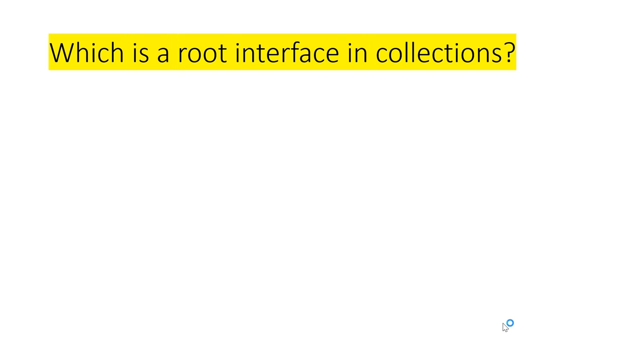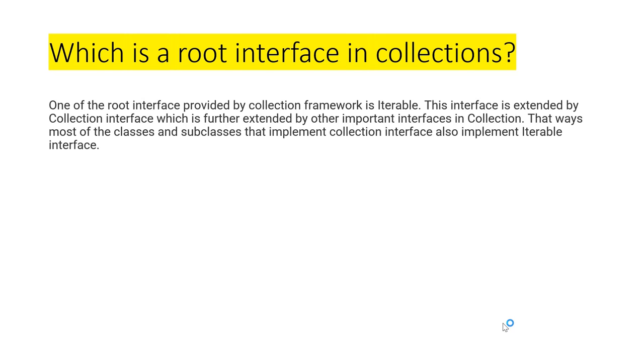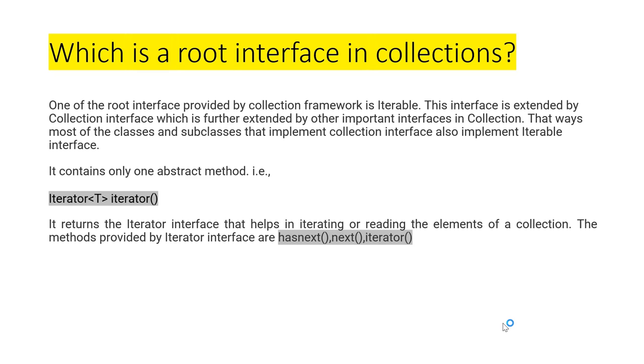So the next question is, which is the root interface in collections? Iterable is the root interface in the collection framework, and it is extended by the collection interface, which is further extended by the list, set, and queue interfaces. There are lots of classes and subclasses that implement these collection interfaces and also implement the iterable interface. The only abstract method that it provides is iterator, and this iterator helps you in reading any collection object element by element. It provides us methods like hasNext and next.